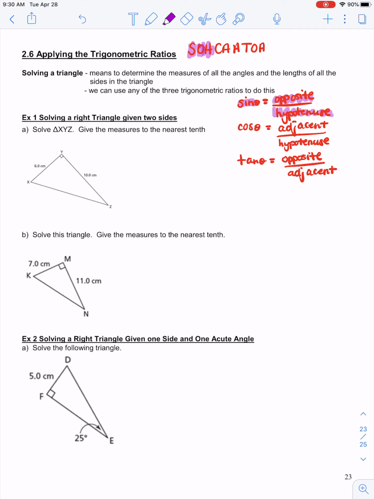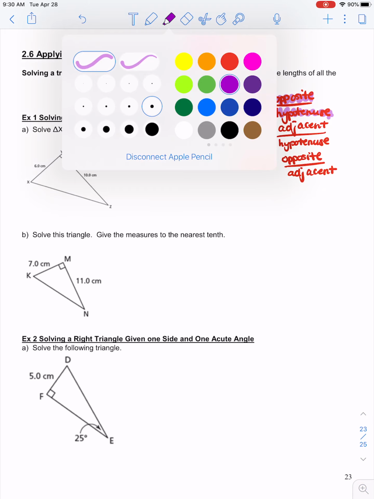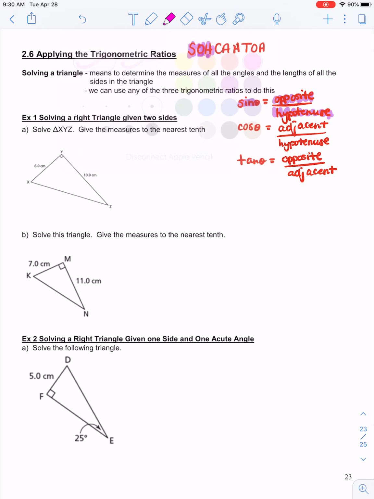So just to remind yourself, when you want to use sine, you need O and H, the opposite side and the hypotenuse side. When you look at CAH, C stands for cos, A stands for adjacent, and H stands for hypotenuse. So again, when you want to use cos, you need A and H, adjacent and hypotenuse. And T stands for tan, O stands for opposite, and A stands for adjacent. So when you want to use the tan ratio, you need O and A, which is opposite over adjacent.